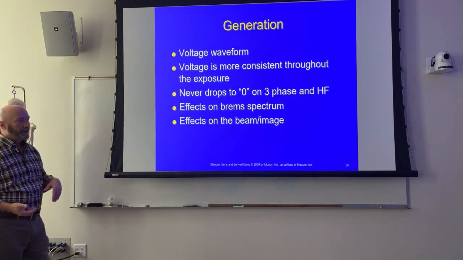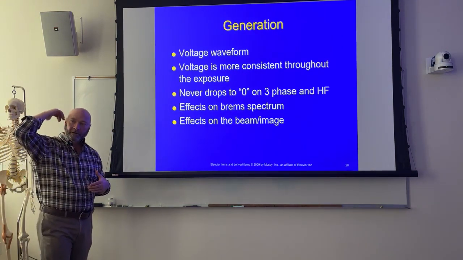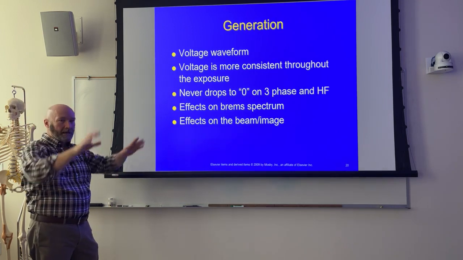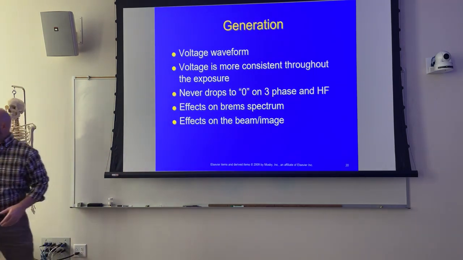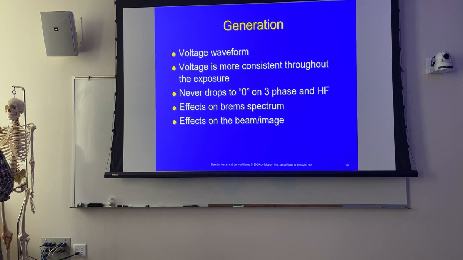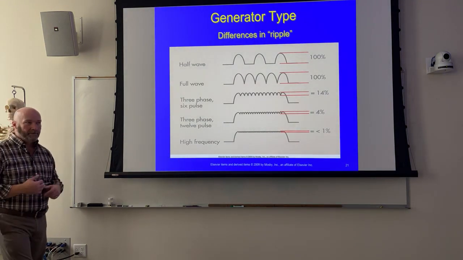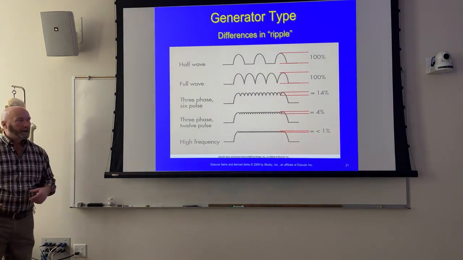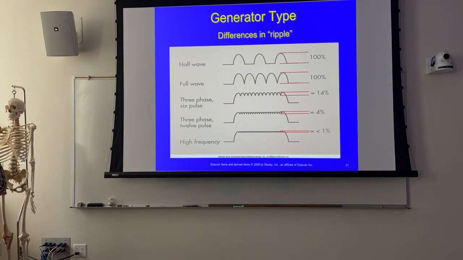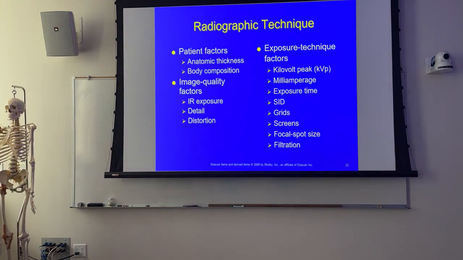So the effect on the bremsstrahlung spectrum is we get an increase in numbers, and it pushes it towards the high energy side, right? So how does that affect the beam? We get an increase in output. How does it affect the image? Your index number can change. The appearance of your image is not going to be changed, but your index number will change.